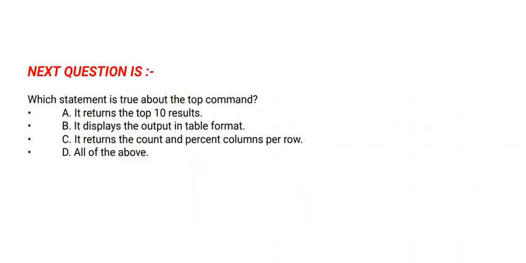Next question is, which statement is true about the top command? Options are, option A, it returns the top 10 results. Option B, it displays the output in table format. Option C, it returns the count and percent columns per row. And option D, all of the above. The correct option is option D.